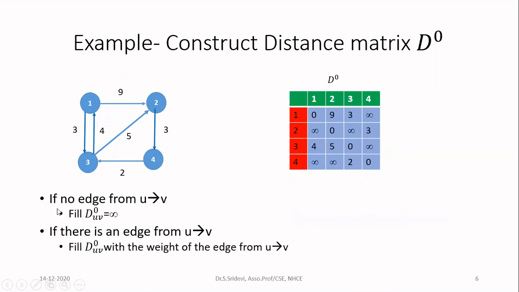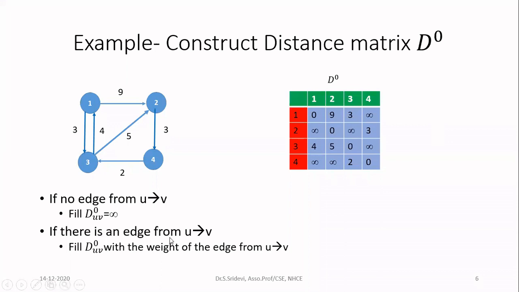Here, if there is no edge from vertex U to vertex V, then you have to fill D of UV in the initial matrix with infinite. The meaning is, I want to go from city A to city B, but there is no path available. If there is no path, you cannot reach one city from another city. So we are going to mark the distance as infinite because there is no path. So if there is no edge in the matrix, you mark it as infinite.